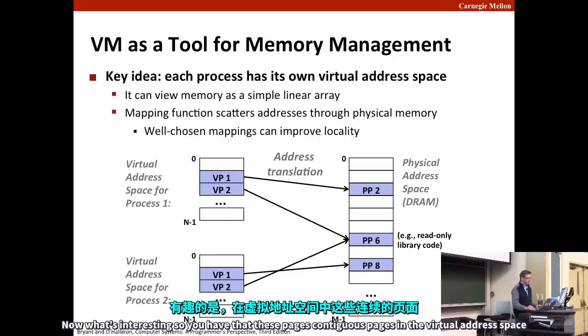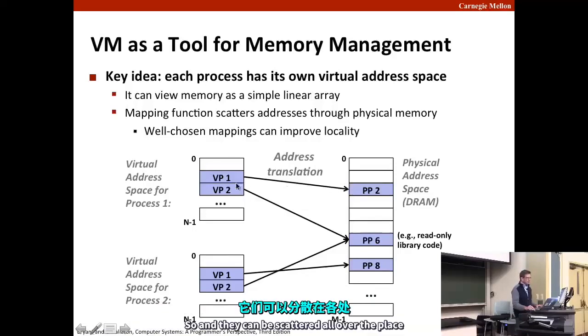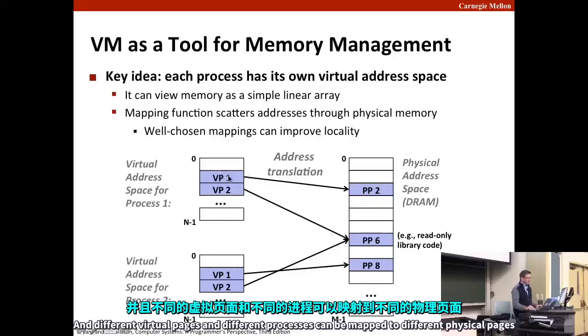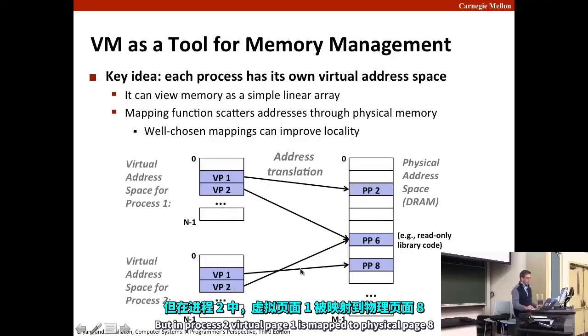Now, what's interesting is that contiguous pages in the virtual address space can be mapped anywhere in the DRAM, in the physical address space, and they can be scattered all over the place. And different virtual pages in different processes can be mapped to different physical pages. So here we have virtual page 1, which is mapped to physical page 2 in process 1. But in process 2, virtual page 1 is mapped to physical page 8.